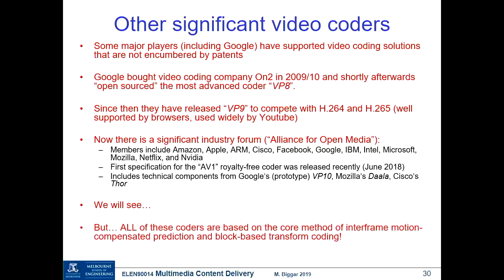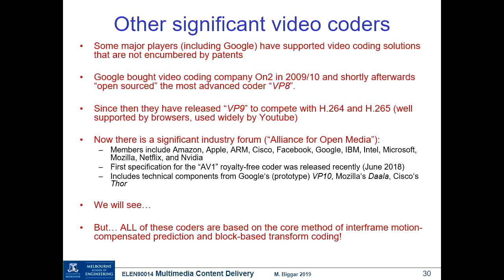But it's worth remembering that when you're thinking about which is the best coder, should I use a standards coder or a proprietary coder, or should I use a royalty-free coder, they are all based on that core method of interframe, motion compensated prediction, and block-based transform coding. Right? So when I built up that model of a basic video encoding architecture, they all match that. There's been no significant departure from that.